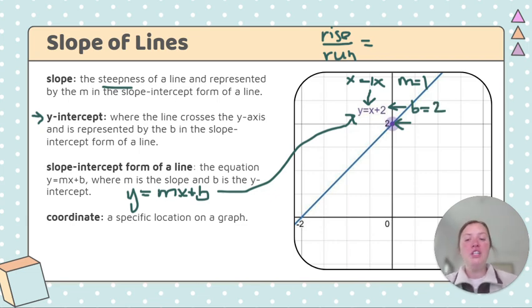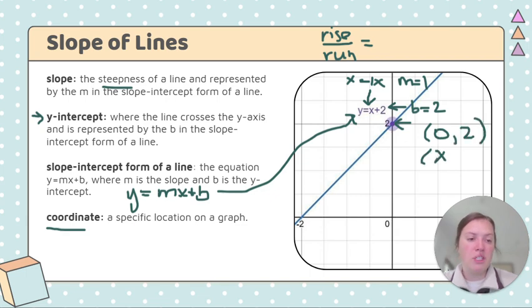One more friendly reminder, a coordinate is a specific location on the graph. So the coordinate of our actual y-intercept here is when x is equal to 0 and y is equal to 2. Remember, it's always in the form (x, y). We look at where our point would cross the x-axis and the y-axis to get that coordinate location.